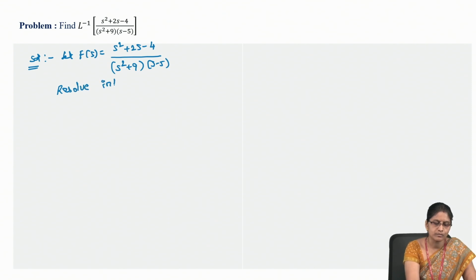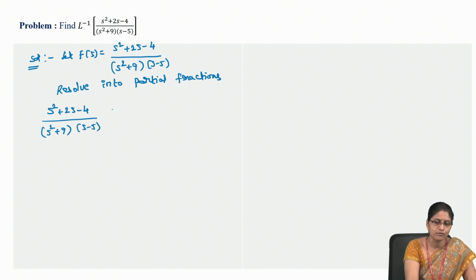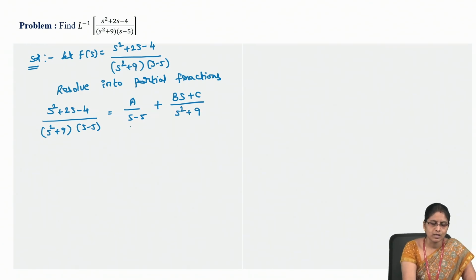Resolve into partial fractions. (S square plus 2s minus 4) by (s square plus 9) into (s minus 5) is equal to a by (s minus 5) plus (bs plus c) by (s square plus 9). Here s minus 5 is the linear part, so in the numerator we have to take a. S square plus 9 is the quadratic part, so in the numerator we are taking bs plus c.